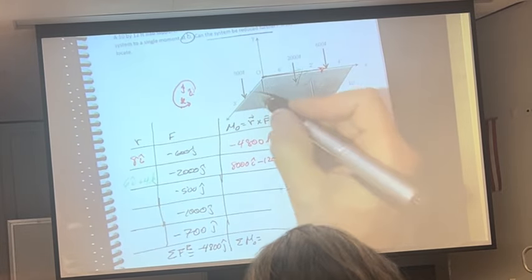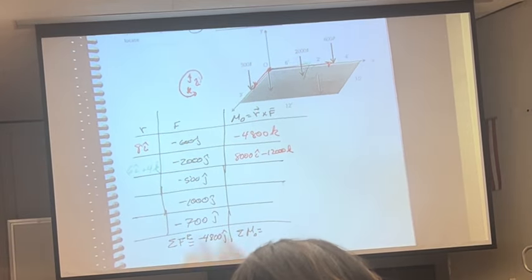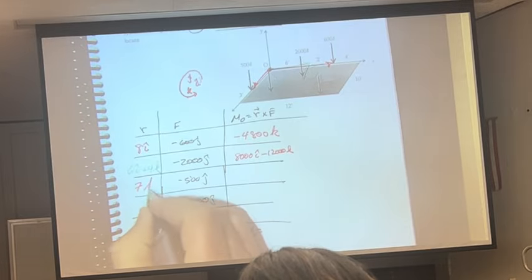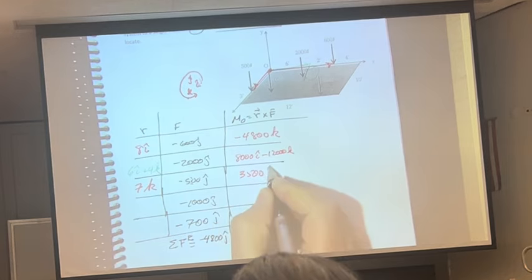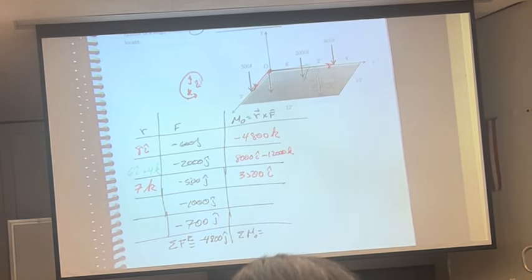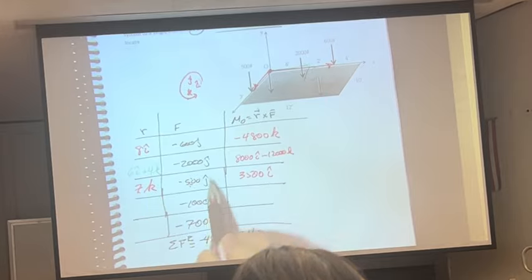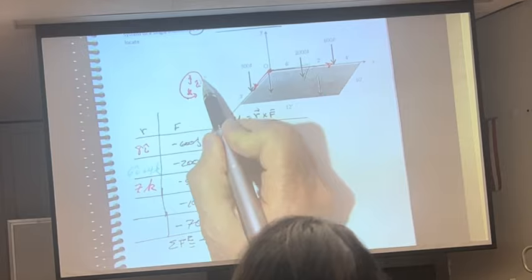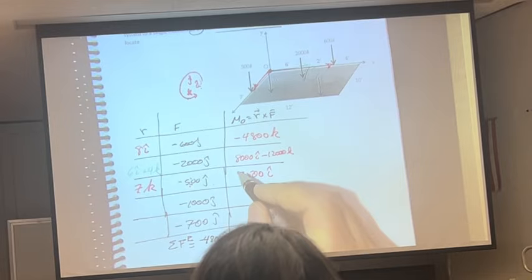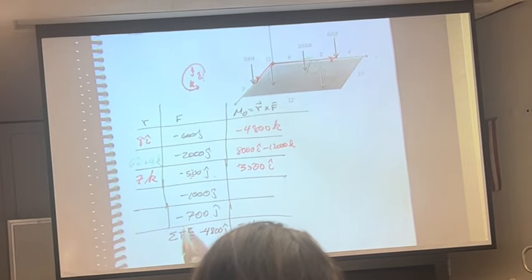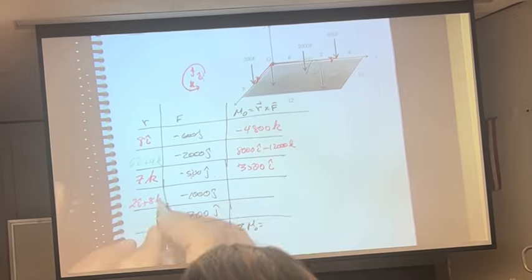Next, I'm going to go to the 500. From O to here is how much? 7, K. Crossed with this, that's going to be 3500I. Yes? 7 times 500 is 3,500. K cross J. The next level over is I. Since I'm going clockwise, I've got to put a negative. Negative, negative makes it a positive. Next, minus 1,000. That's going to be 2I plus 8K.